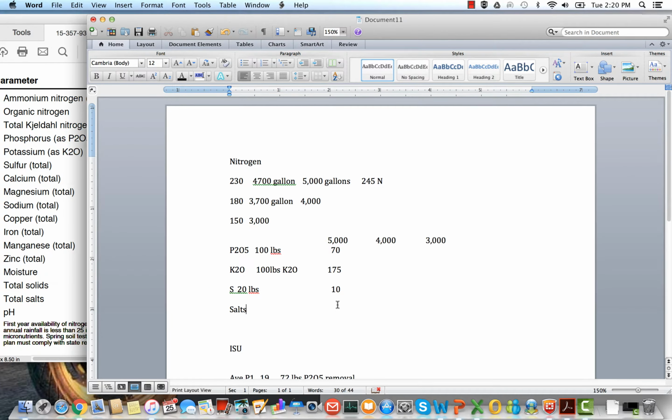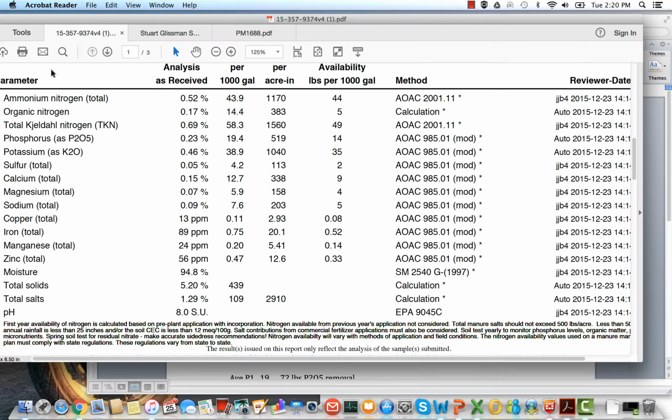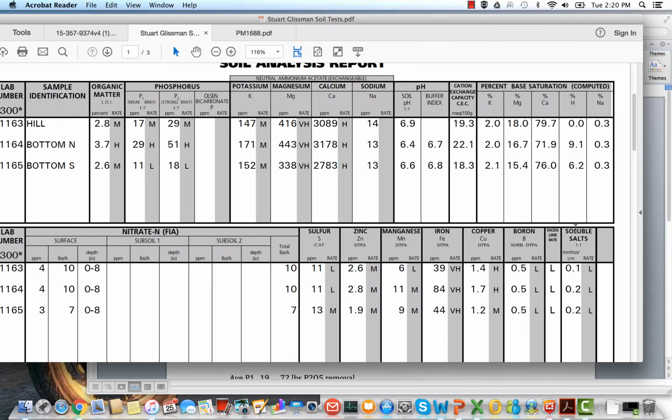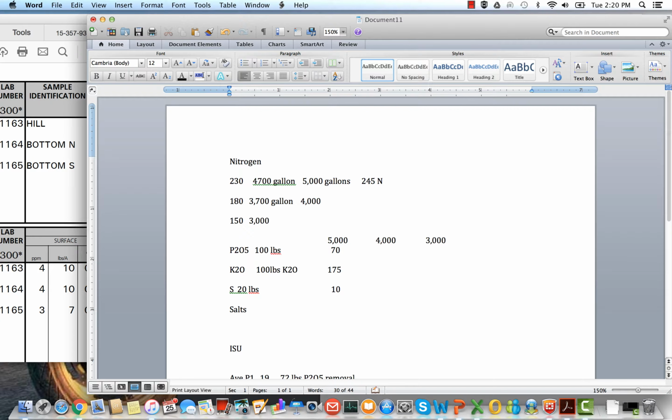I feel comfortable with that number, especially since we saw on this soil, let's go back here quick. On this soil, our salinity number, soluble salts, is very low. So I'm not worried about that 545 pounds at all. So salts really is not a limiting factor on this hog manure in this case.